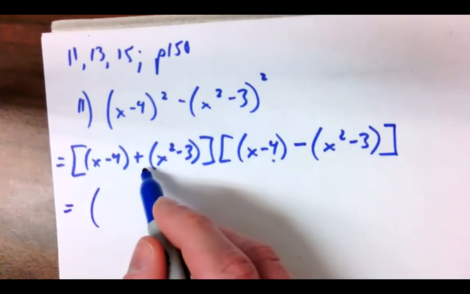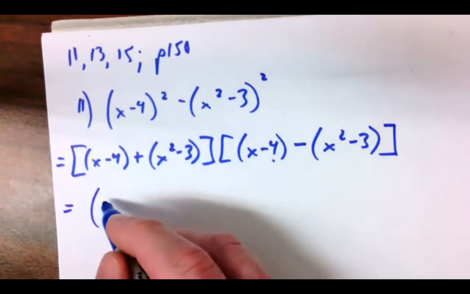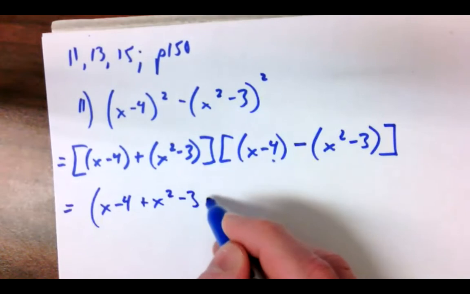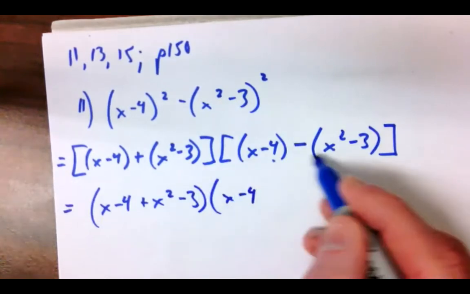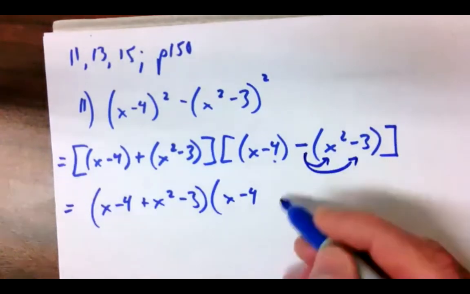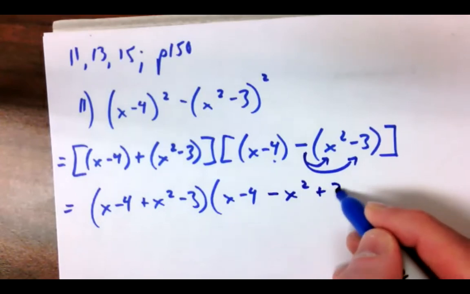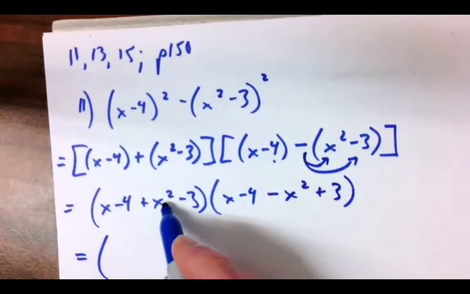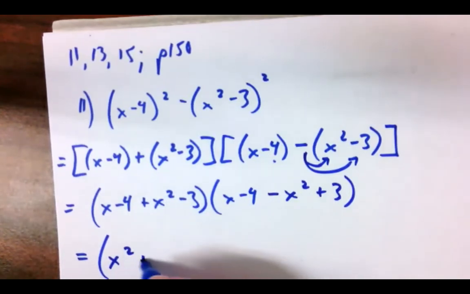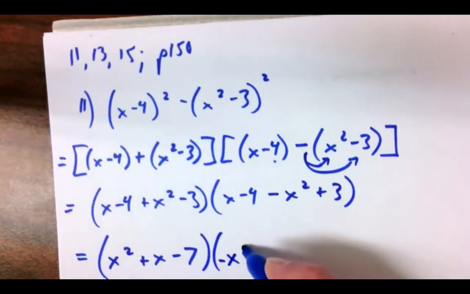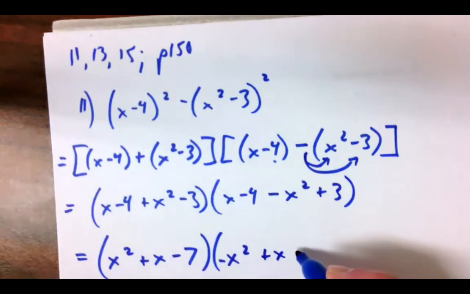Maybe what I'll do is I'll just drop the brackets first, just to show you: x minus 4 plus x squared minus 3, x minus 4. Now, because of this negative, it changes the signs of everything inside. It's like negative 1 times x squared, negative 1 times negative 3. So minus x squared plus 3. So now, let's put them in descending order of power. So x squared plus x minus 7 and negative x squared plus x minus 1.